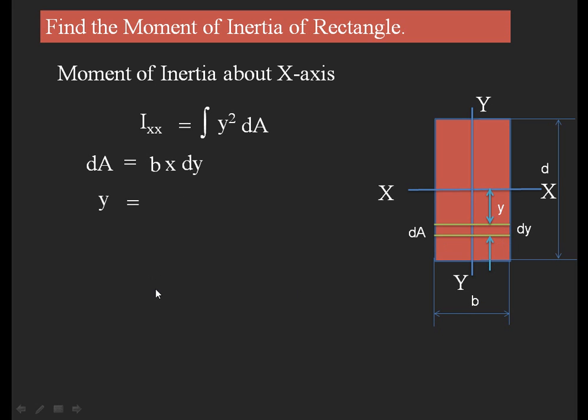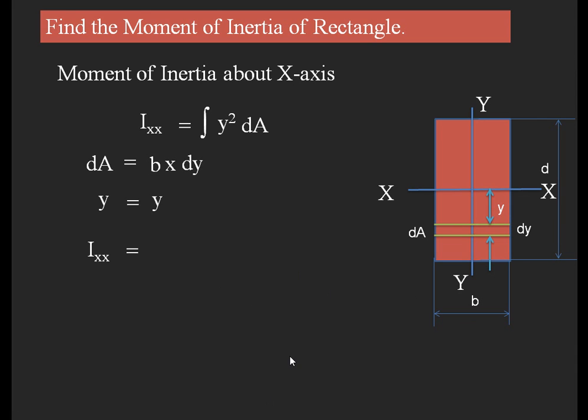Next, y is the distance of that elemental area up to the middle line. I forgot to mention that: up to the middle line, that means up to the center position of this elemental area, we need to take the distance. So that distance we can assume as y.